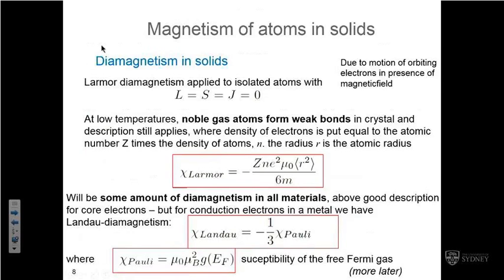Last lecture we looked at magnetism in single atoms. Now we're going to look at it in a solid. Remember, the kinds of materials where we find diamagnetism are those where the orbital angular momentum, spin momentum, and total angular momentum are 0. For example, noble gas atoms, where the shells are completely filled, so there are no spins available. What we derived last lecture for the diamagnetic atom holds very well for describing these kinds of materials. The only difference is that we've multiplied it by Z, the atomic number.